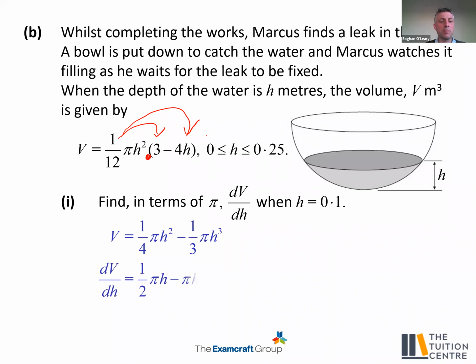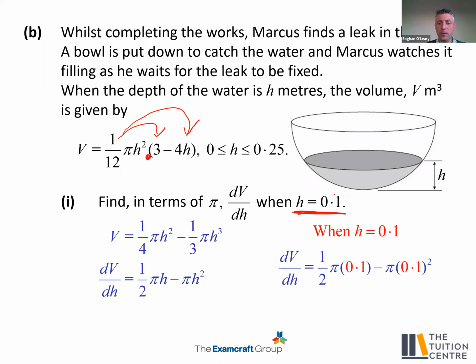Again, same thing, multiply down by the power, reduce the power by 1. So we get a half pi h minus pi h squared. Don't forget to sub in h equals 0.1. And when I do, dV dh is a half times pi times 0.1 minus pi times 0.1 squared. I get my answer, which is pi over 25, which is 0.04 pi. So either of those answers is okay.